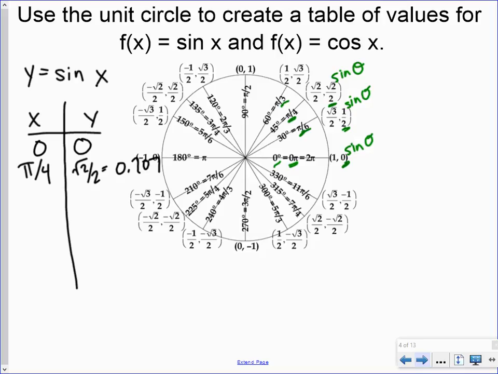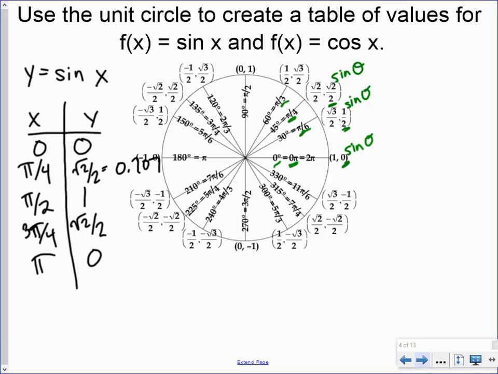And if I keep rotating around in fourths, my next one would be pi over 2, where my y value is 1. Then 3 pi over 4, that's what I want to do next. In the second quadrant, it has a square root of 2 over 2 again, so it's at 0.707. And when I get to pi, I'm at 0. So notice what happened. It went up, because I'm going by fourths. It went up to 1, and then it came back down to 0.